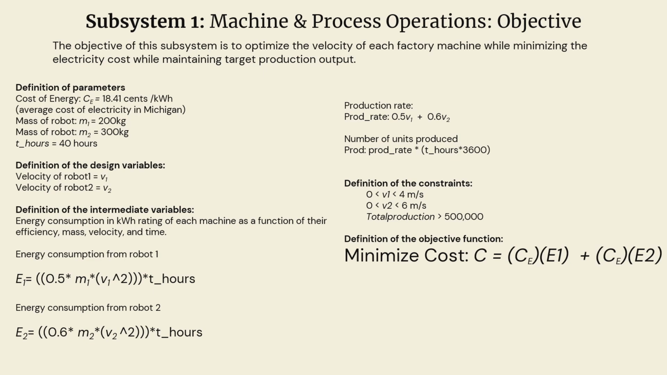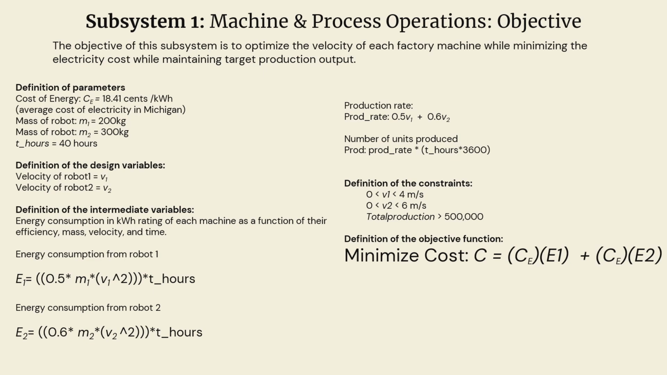Hello everyone, I will be presenting our work on Subsystem 1, Machine and Process Operation. The goal is to optimize the velocity of each factory machine while maintaining the electricity cost and get the target production output through an optimization model in MATLAB. The electricity costs are a significant factor in automated manufacturing. Optimizing robot operation can help reduce cost while ensuring production targets are met.